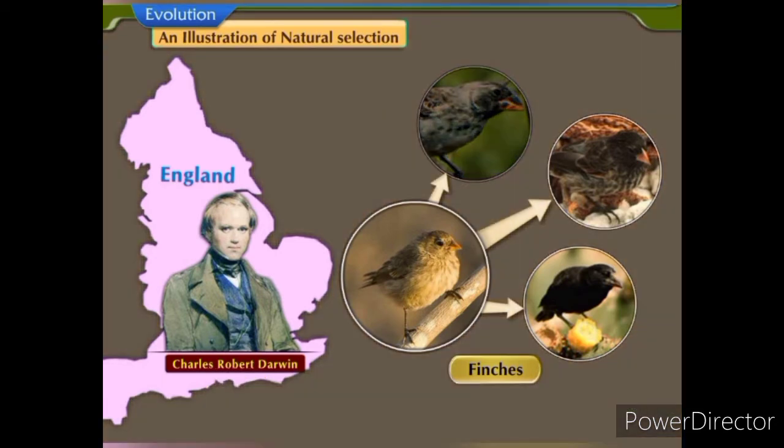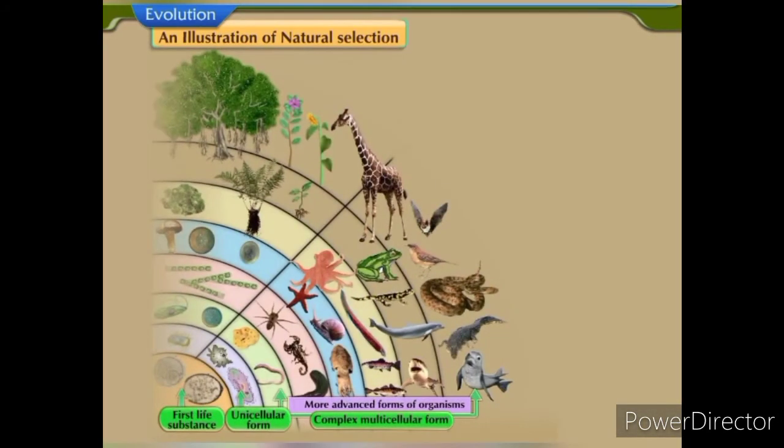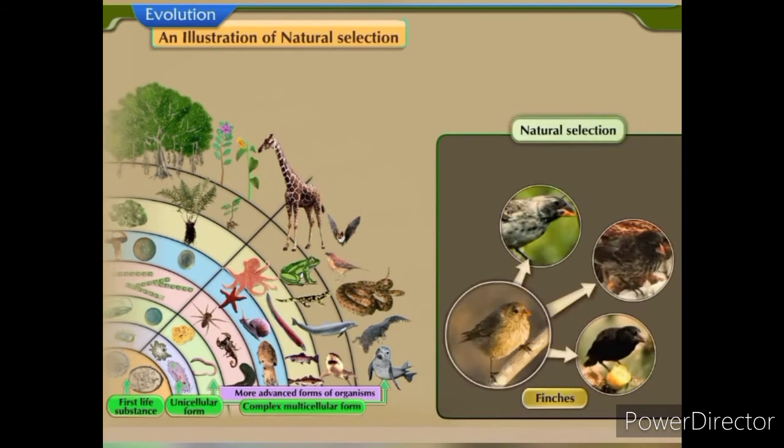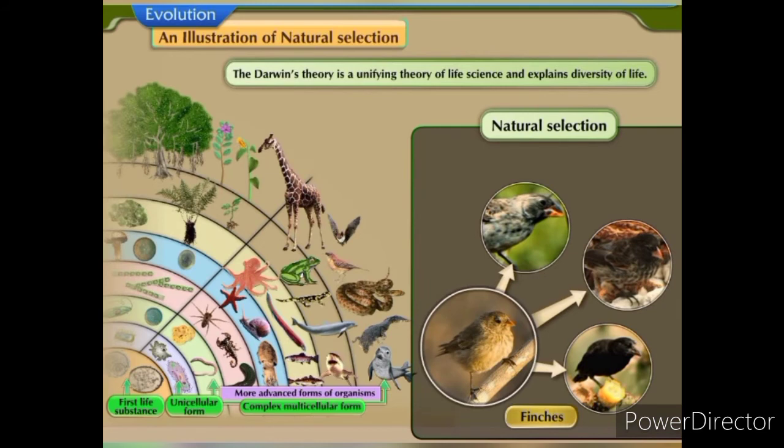As a result of careful study and observations of many years, he proposed his own theory of evolution and published it in a book called The Origin of Species in the year 1859. The scientific community began to accept evolution as a fact, and natural selection was considered to be the basic mechanism of evolution. Darwin's theory is a unifying theory of life science and explains diversity of life. Let us now study Darwin's theory of natural selection.